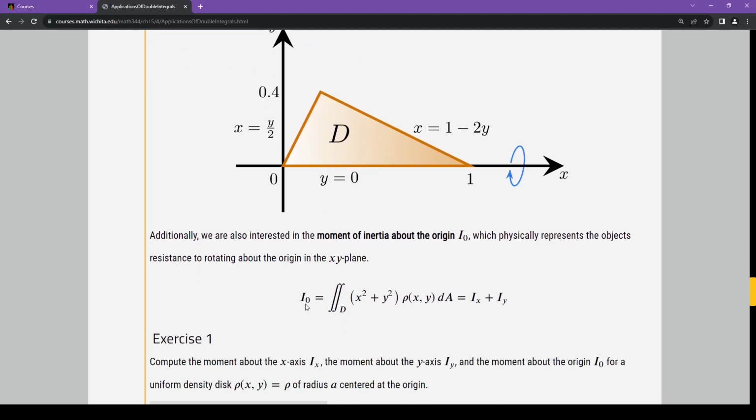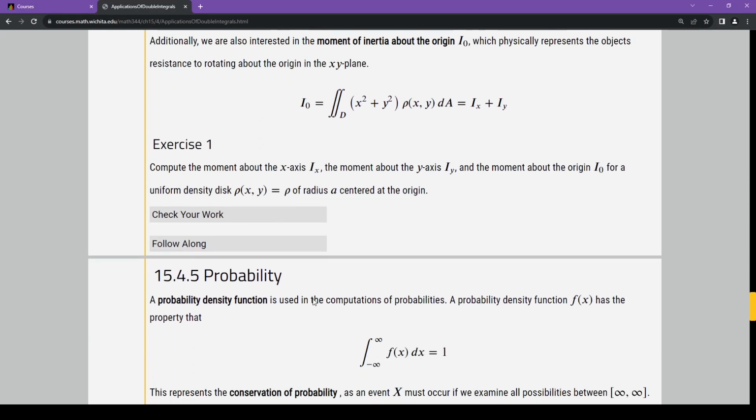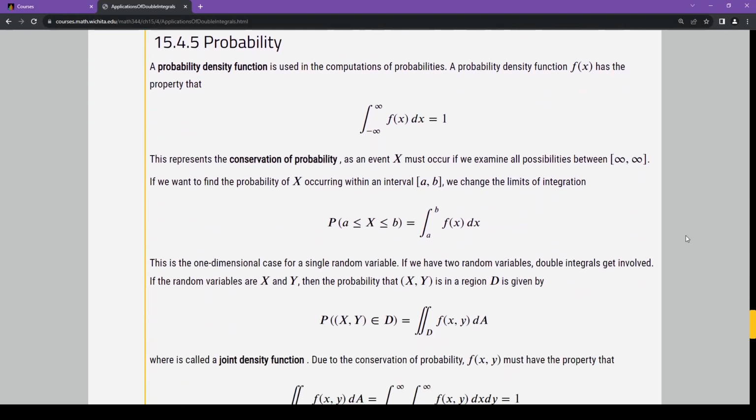And if you add together the moment about the x-axis and the moment about the y-axis, you get the moment about the origin, which is typically the one that we might use for some physics applications, right? But in terms of doing the computation here, all relatively straightforward. No new math. Okay. Our other applications have to do with probability. Okay.